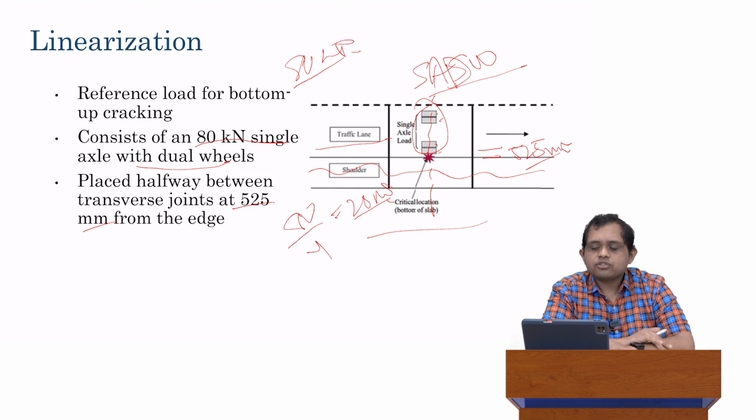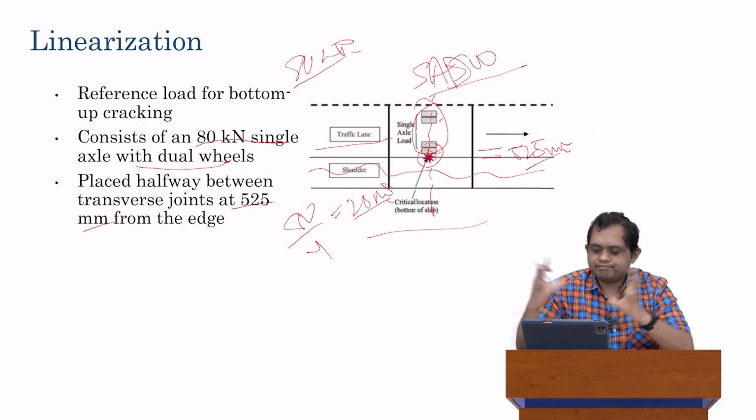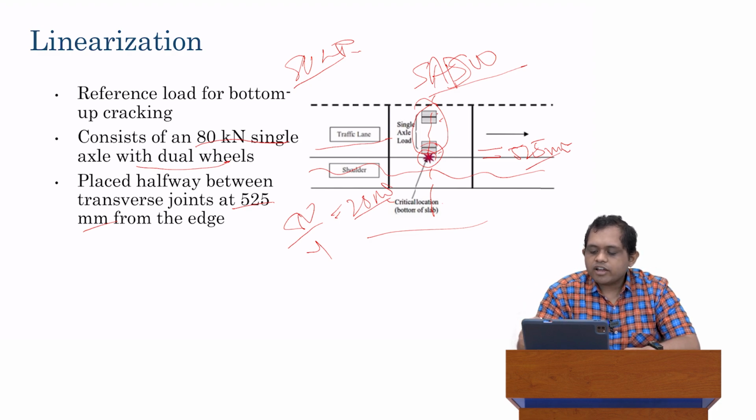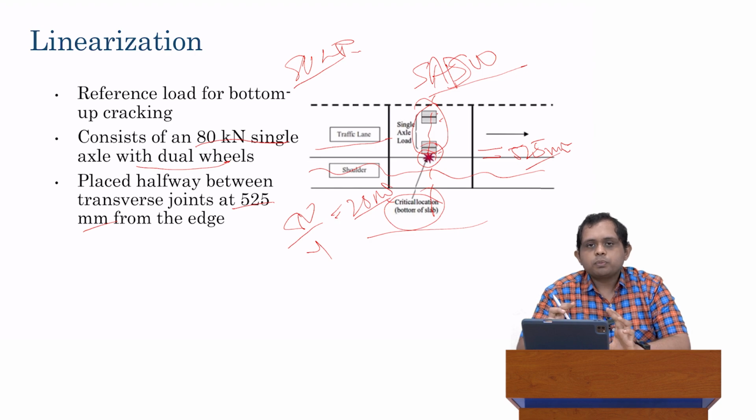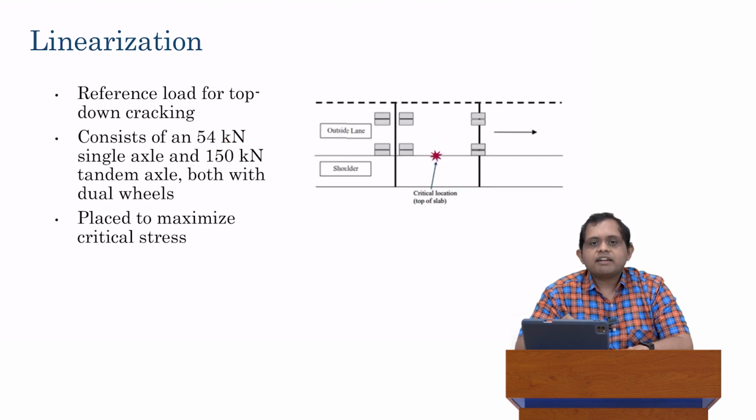We'll see a few lectures from now when we talk about wander. So just hold on to that, but for now understand that we place it at this distance, 525 millimeter from the edge. It turns out this is our critical configuration for bottom up cracking. So where you have this little red blow up thing, as marked over here, this is the critical location which is at the bottom of the slab. When you place the axle in this configuration, this leads to a critical stress developing at this point on the slab.